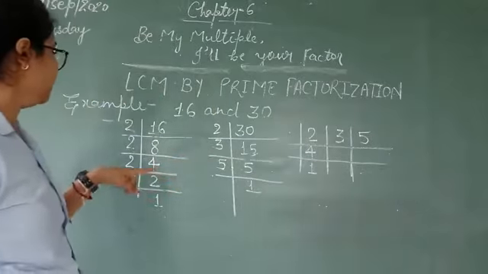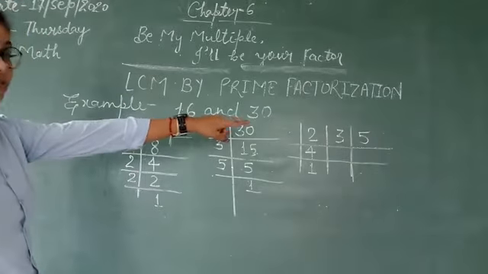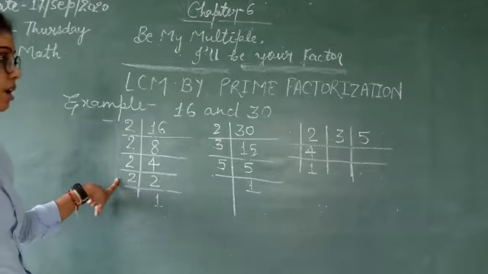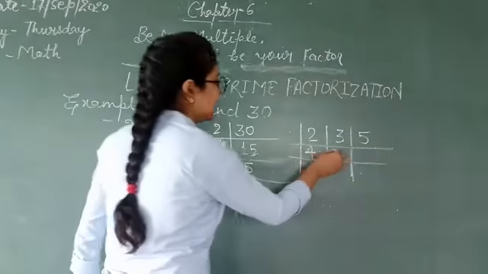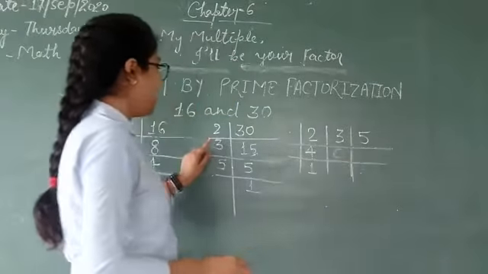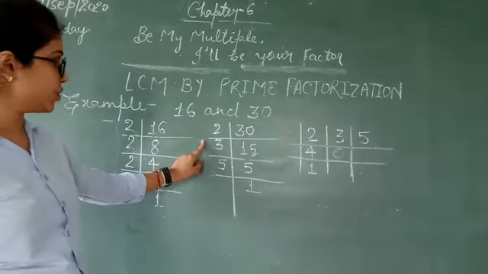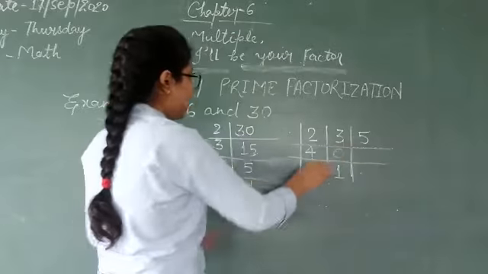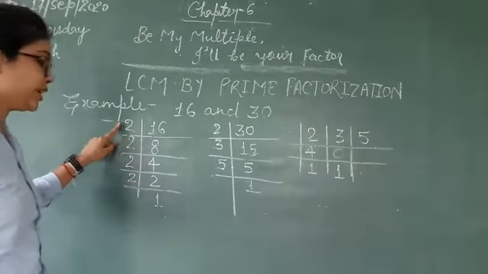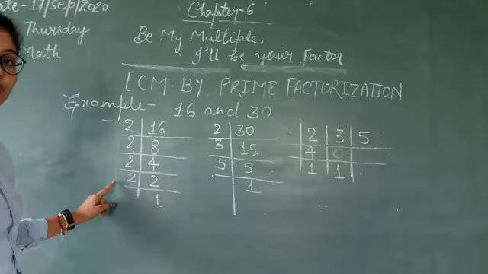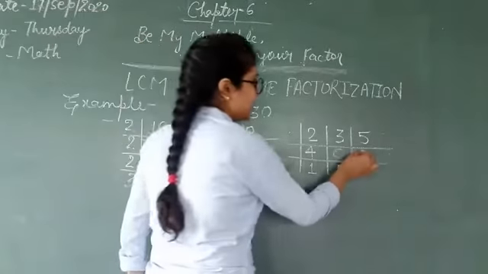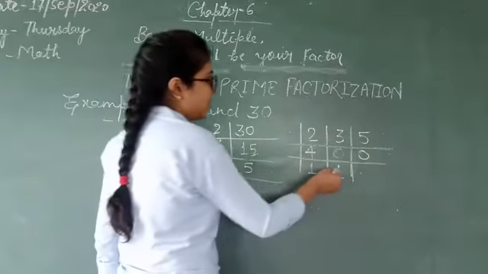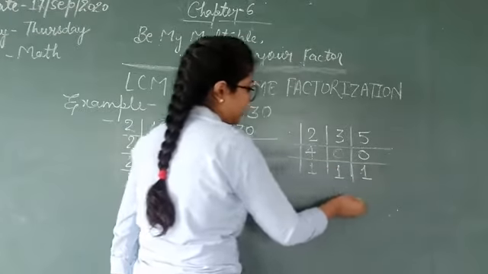Now what you have to do? Now you have to see for 3. So how many times has 3 come in the factorization of 16? 0 times. So you will write 0 here. Now how many times has 3 come in the factorization of 30? 1 time. So you will write 1 here. Now come to the 5. So again you can see in the factorization of 16 there is no 5. So we will write 0, and 1 time in the factorization of 30. Okay, so we will write 1 here.